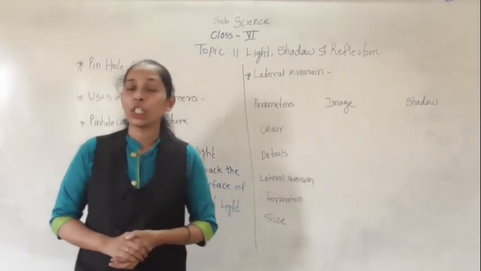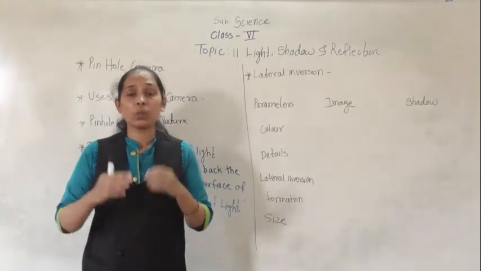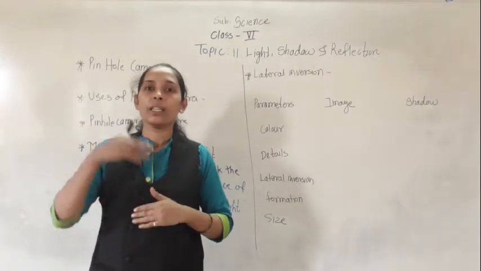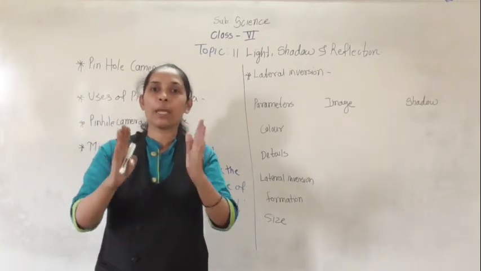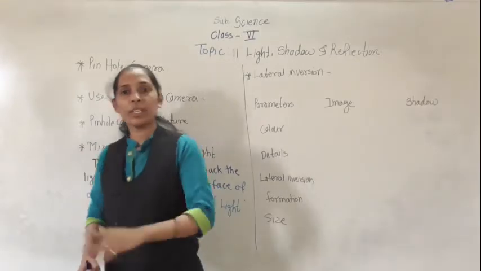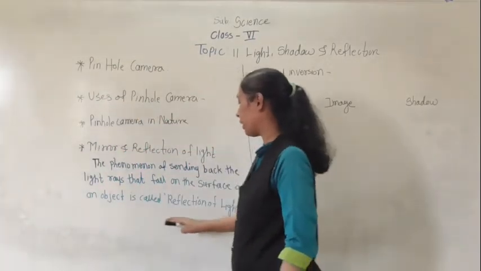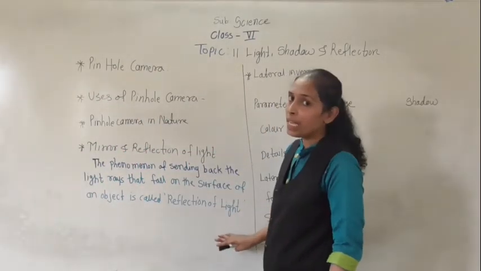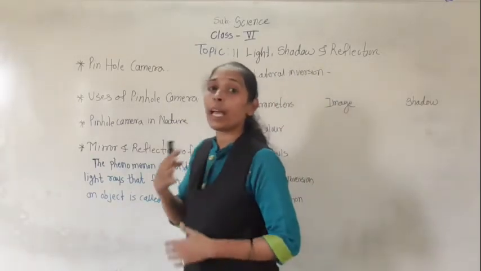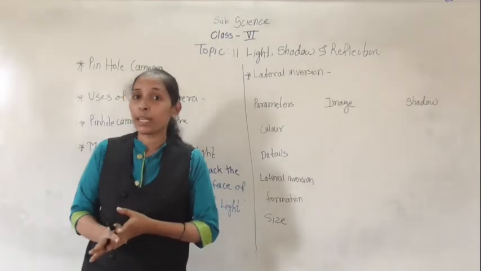Whenever you are watching in the mirror, that mirror gives you the same image, as you are standing in front of the mirror, you can see that same picture. Why? Because a plane mirror always works on this phenomenon of light, that is what? Reflection of light. Okay, so this plane mirror gives us an image. So what is meant by the image?